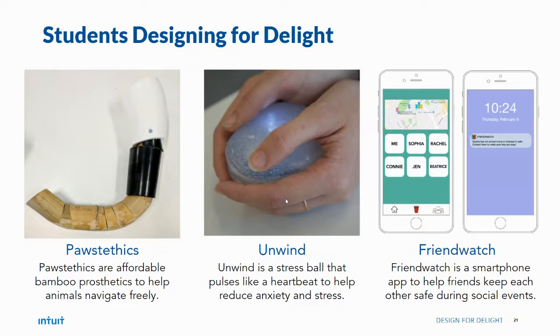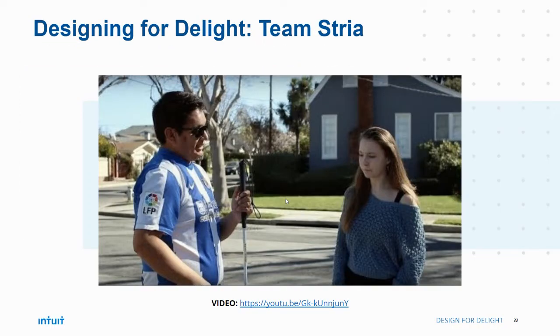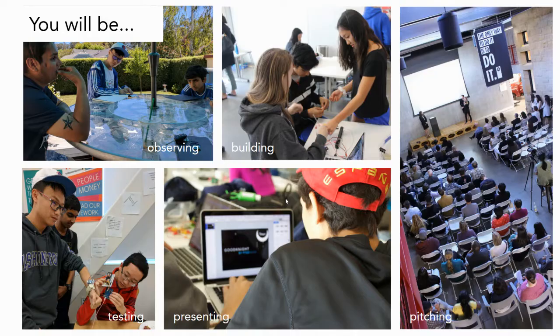And so I just want to zip through some of these slides as you'll have some time to reflect on them personally and give you some examples of things that students have come up with for this design thinking process. Prosthetics for animals, stress balls that help people with anxiety to relax and reduce their stress, and different social networking apps on smartphones. Please watch this video about Design for Delight with what's called Team Stria. It's all about how these students used the design thinking process to help a target population, which was blind people. So please watch this video. And essentially, you're going to be doing all these things in the process: observing users, building solutions, testing them, and presenting your final product.